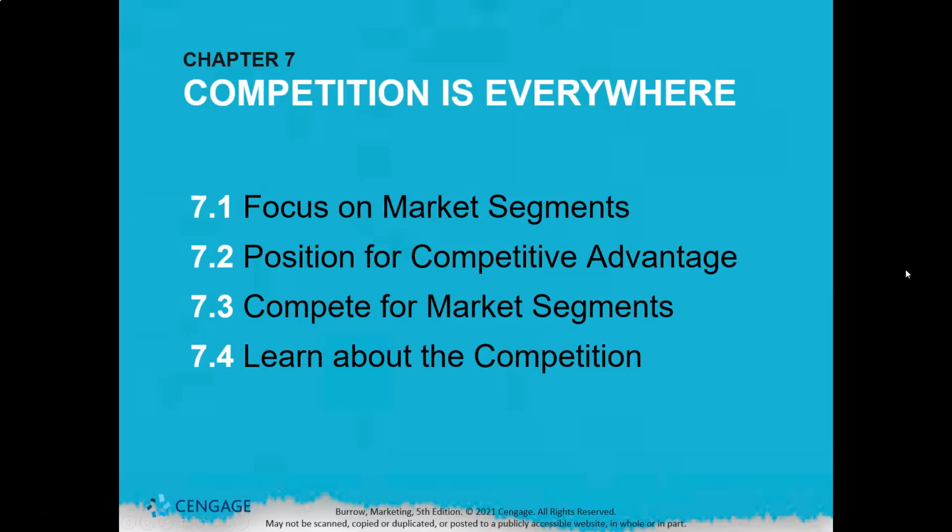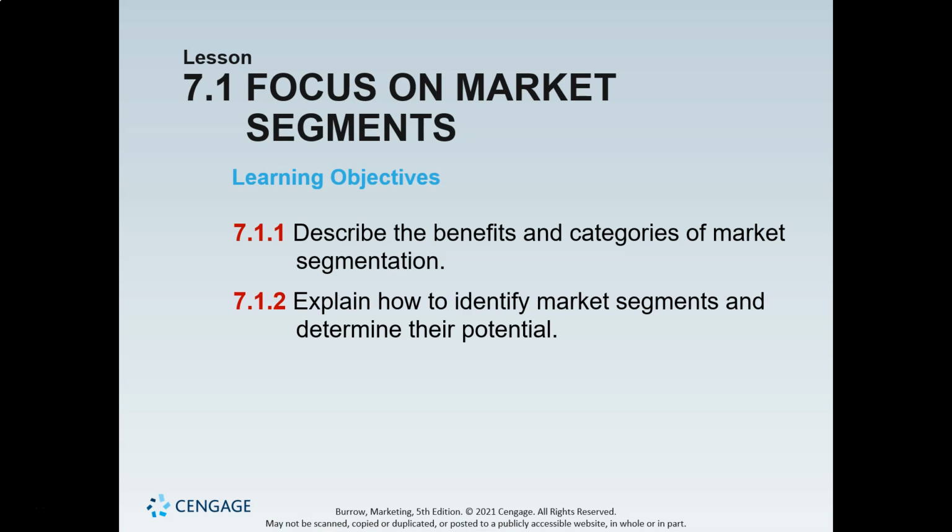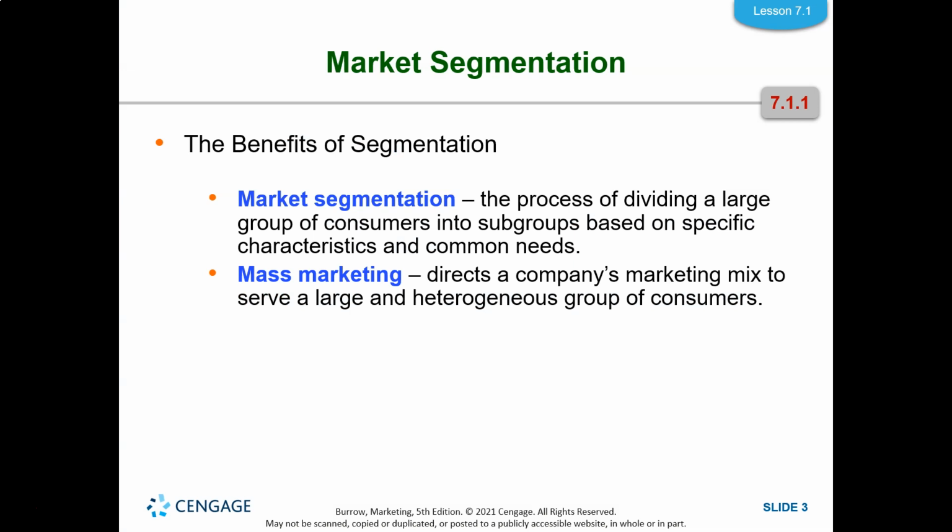Alright, so there's 4 sections to the chapter. 7.1 is going to be focused on market segments. Then 7.2 is position for competitive advantage. 7.3 compete for market segments, and 7.4 talks about learning about the competition. So in 7.1 we're going to describe the benefits and categories of market segmentation, and we're going to explain how to identify market segments and determine their potential.